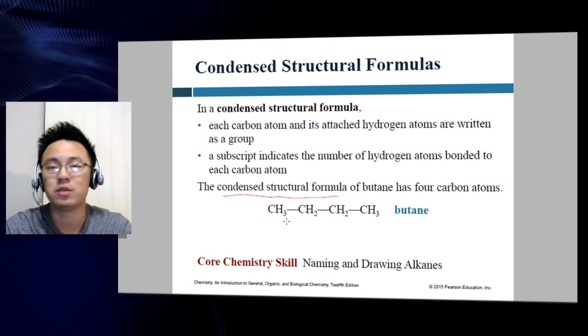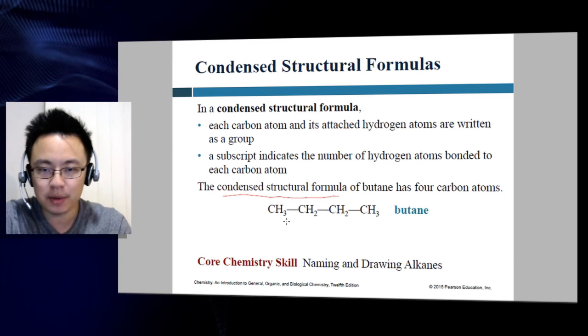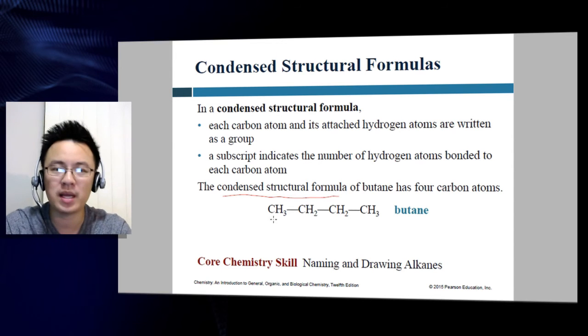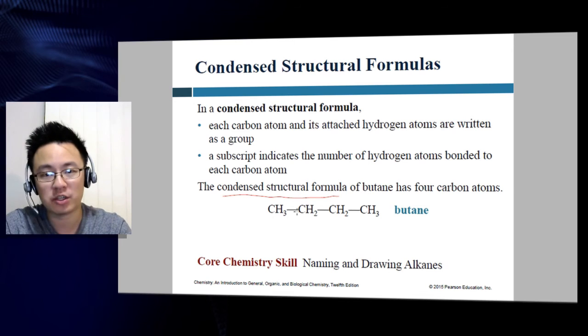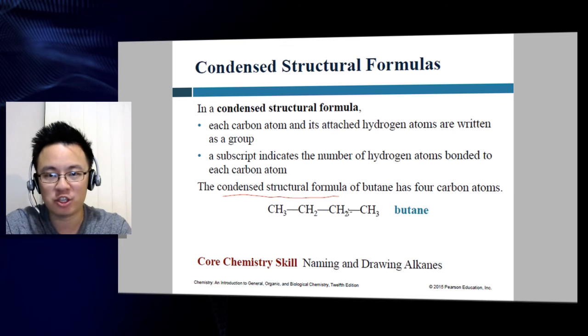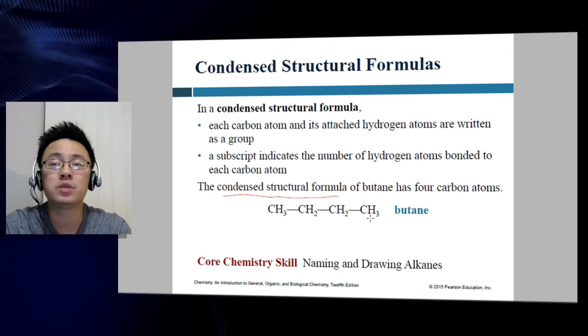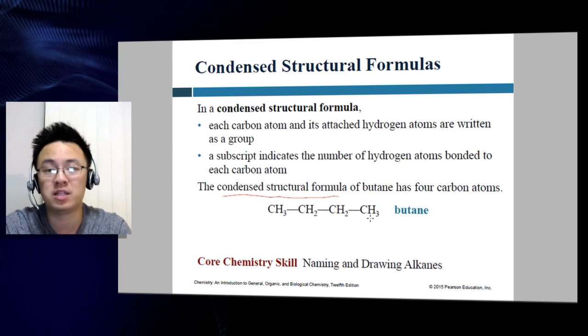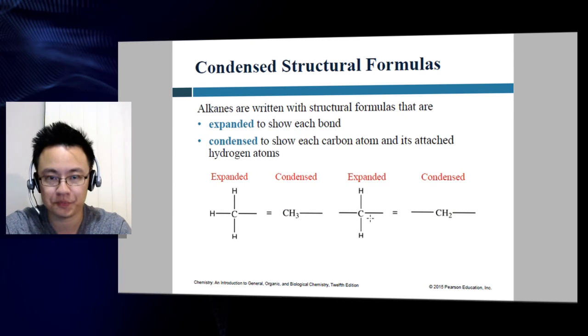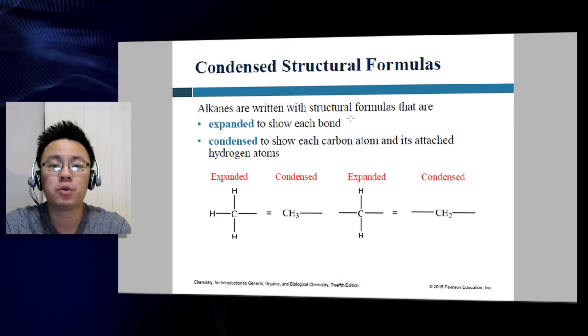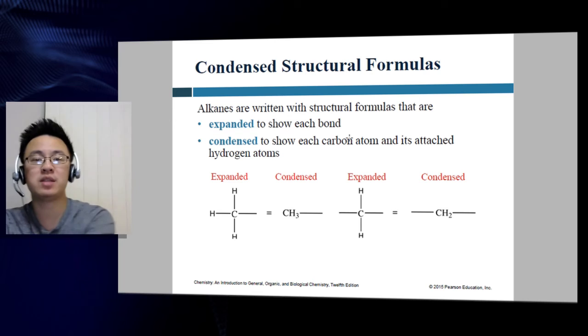Now, rather than drawing little lines that resemble covalent bonds out there in its expanded form, we can cut it down: CH3-CH2-CH2-CH3, and those hydrogen atoms are implied to be in a tetrahedral shape. Okay, that would be a butane molecule. You can see right over here, alkanes are written with structural formulas that are expanded to show each bond and then condensed to show each carbon atom and its attached hydrogens.